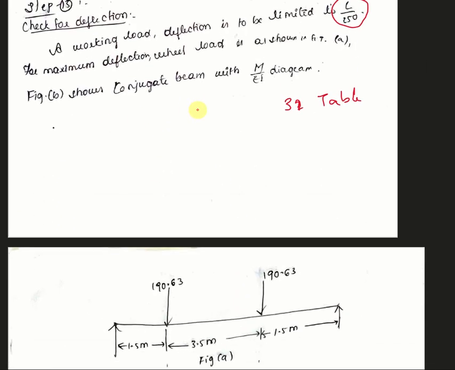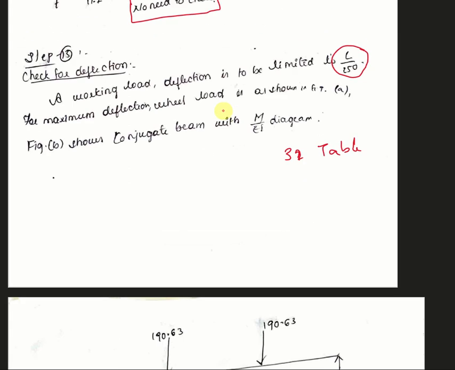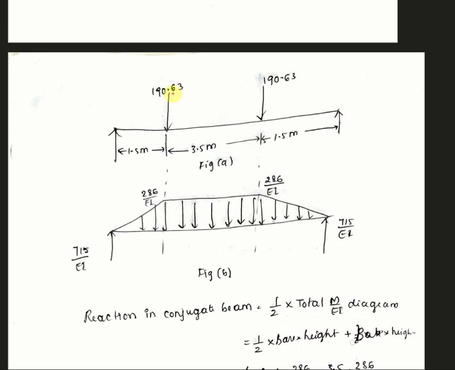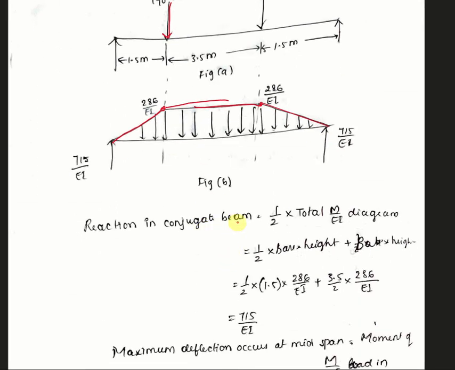So let us draw the conjugate beam with the M by EI diagram. These are the values we got. Initially this is 286 by EI. We got the load values, so the M by EI diagram we have drawn. This is a conjugate beam. So the reaction in the conjugate beam is half of the total of the M by EI diagram.